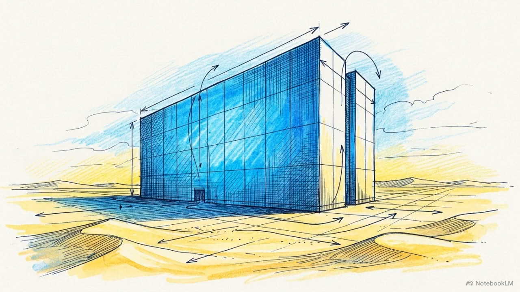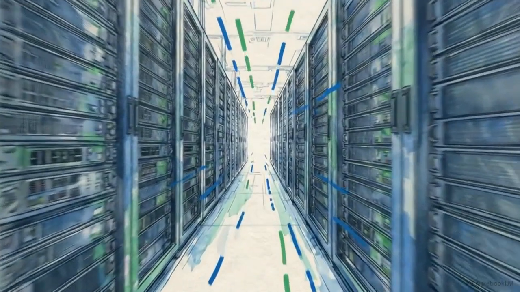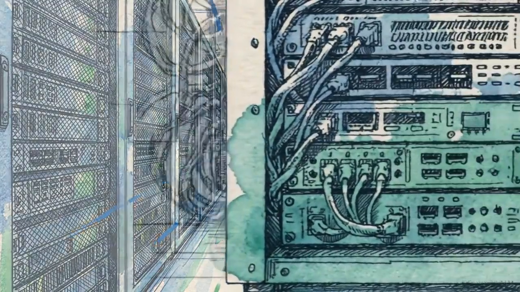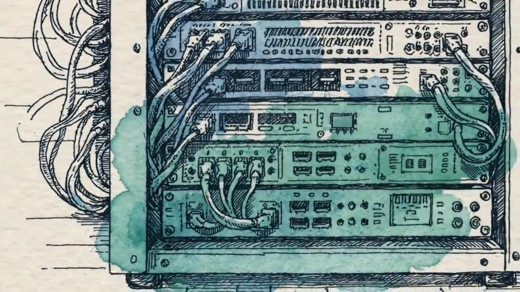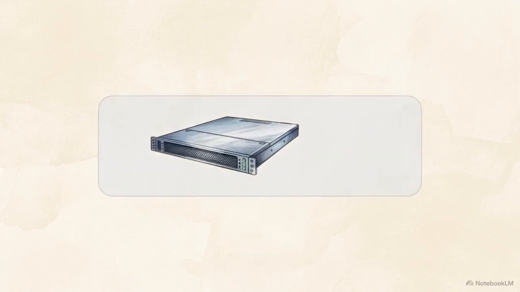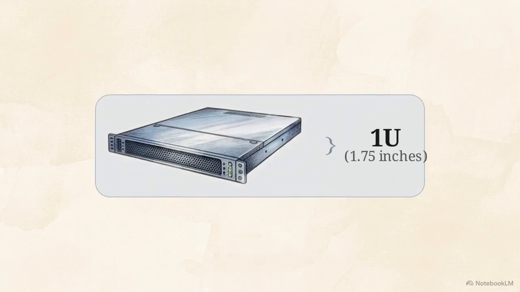When we picture the cloud, we usually imagine endless, cavernous warehouses of blinking lights. It looks like a singular, massive alien brain operating in the desert. But a data center is a hive of millions of individual, identical pieces. If we strip away the rest of the rack, we are left with a 1U, or one rack unit server.